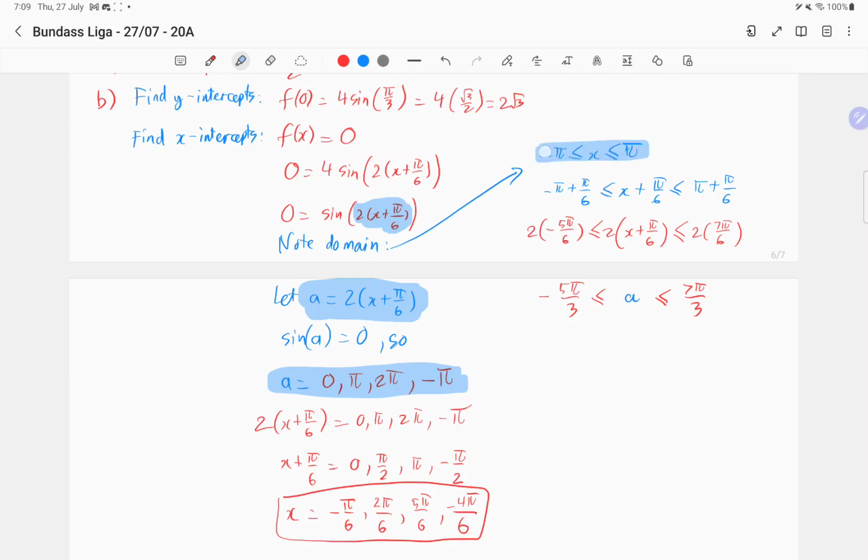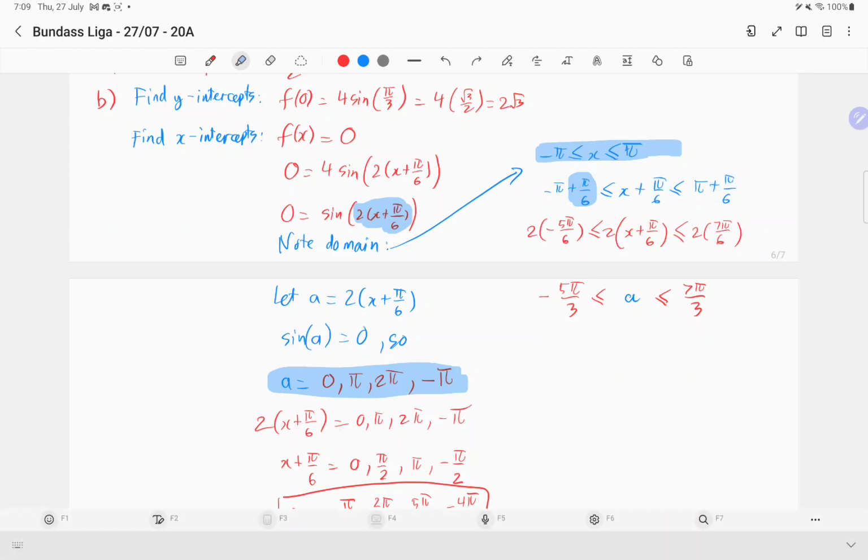So this is the original domain, but what we want is the domain for 2x + pi/6. So you have to slowly do it one step at a time. Normally you do the part closest to x first. So you add pi/6 to every side of the domain, and then you multiply each side of the domain by 2, and then you get the domain for a.